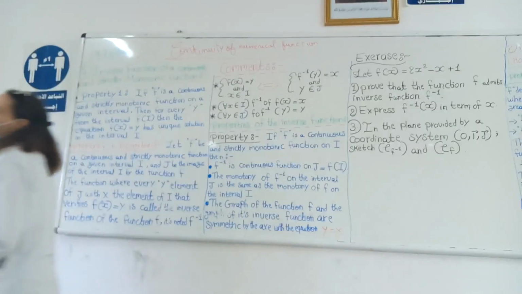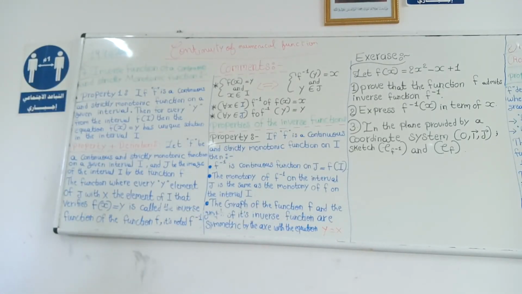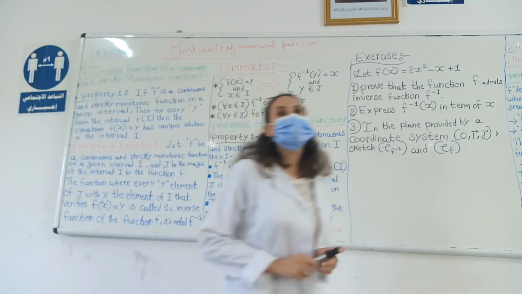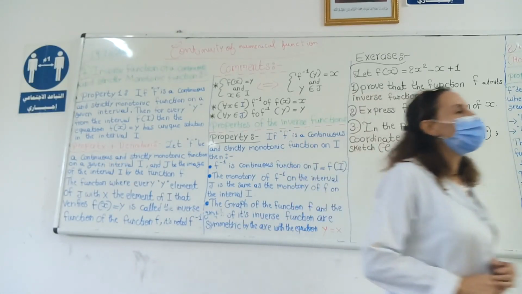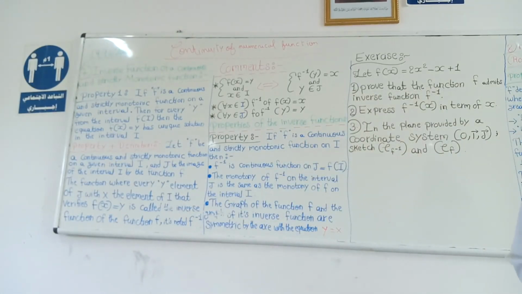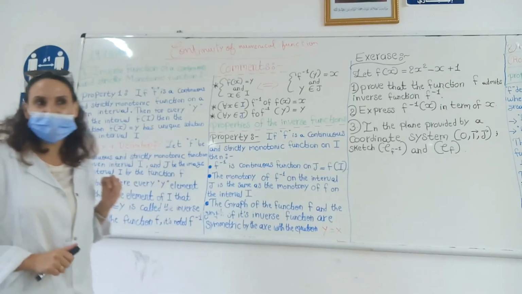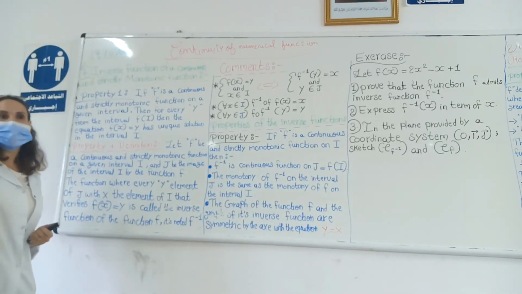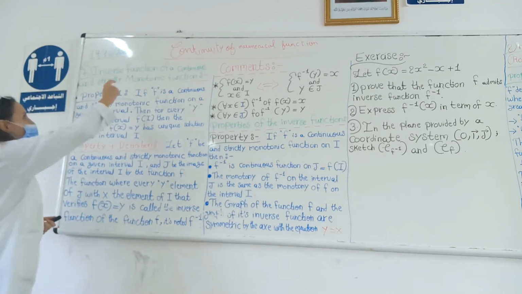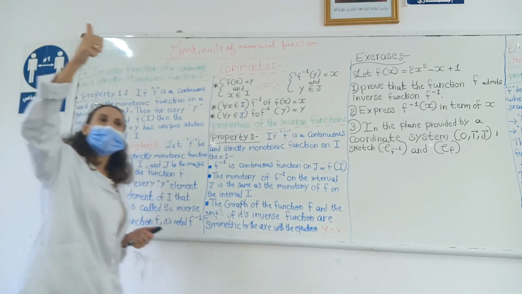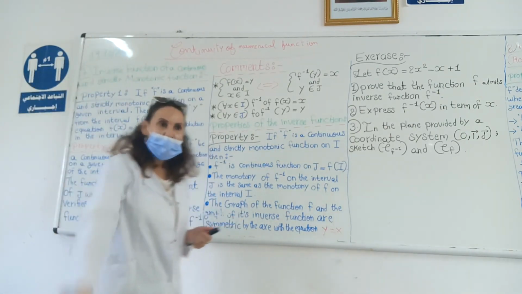So for today, we studied the inverse function of a continuous and strictly monotonic function. What is the condition to have a strictly monotonic function? Strictly decreasing or strictly increasing, you have the monotonic function. So that is the first condition. The second condition to have an inverse function: f is continuous and monotonic.